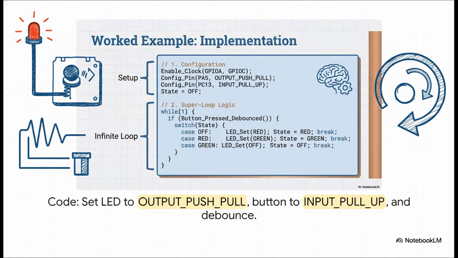And here's what that looks like in actual code. You can see how all these concepts just plug right in. Look at the setup part. We set our LED pin to be an output push-pull, and we configure our button pin as an input pull-up. Then, down in the main loop, notice we're not just reading the button directly. Nope, we're calling a special function, button pressed debounced. And inside that function is that wait and recheck logic we just covered. See? It all comes together.